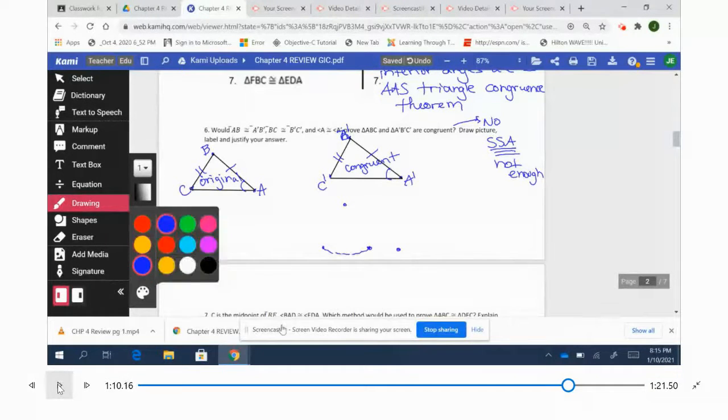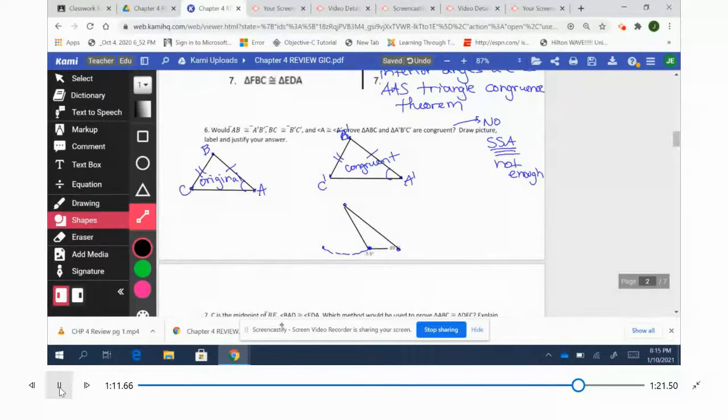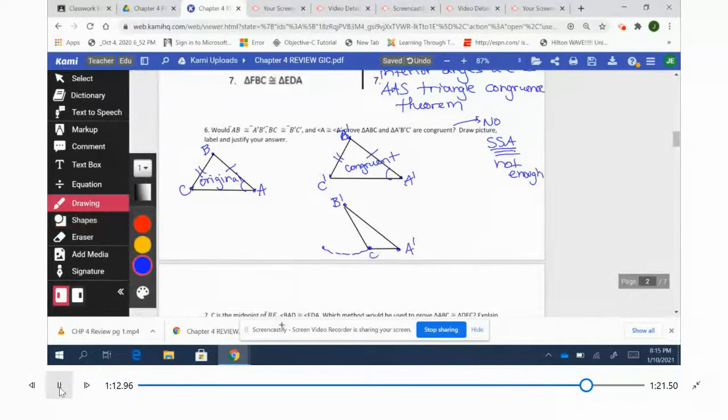So that would be great. However, if you look at where C prime is right here, one location for C prime is right here. Now, if C prime's right there, it's congruent to the original, but C prime could also swing over to here, and we would still maintain this side-side-angle, but it wouldn't be congruent triangles.